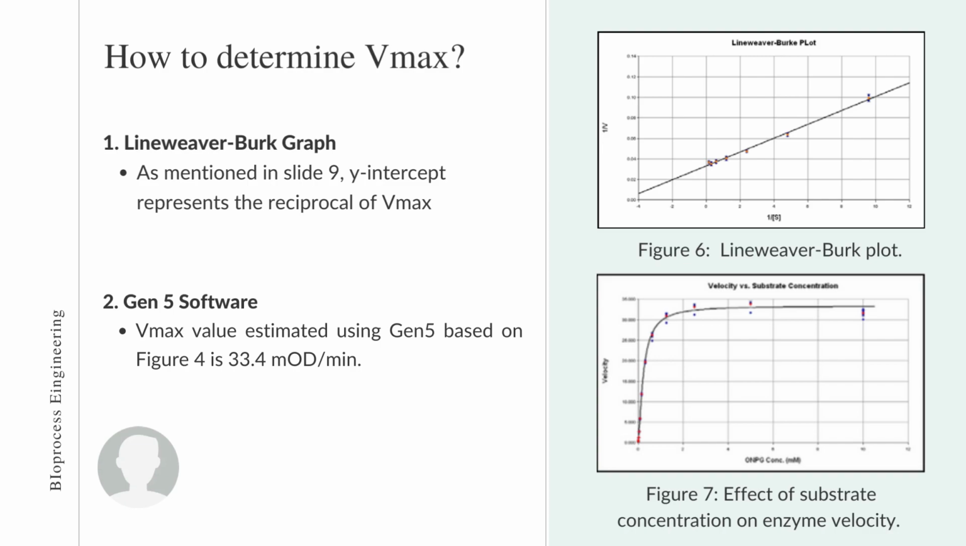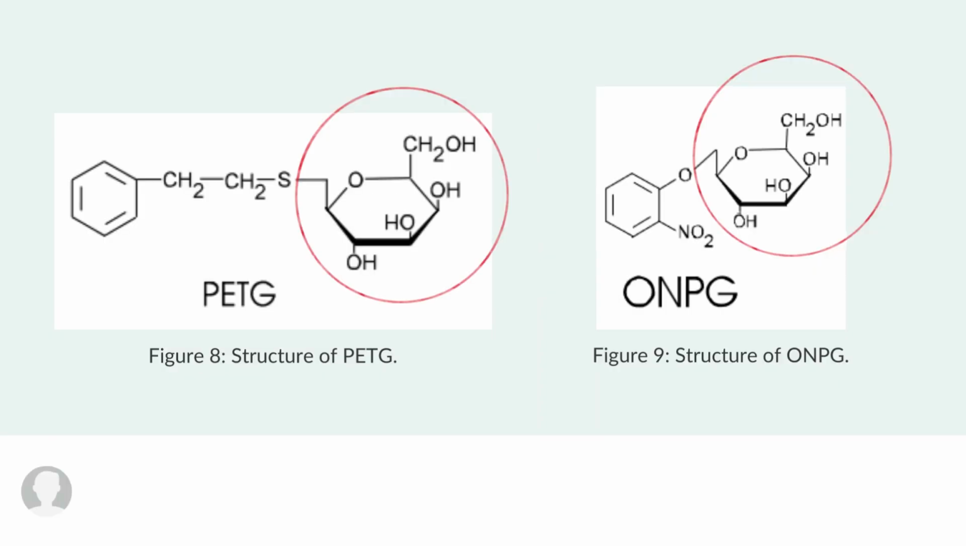To test for the inhibitor effect on hydrolysis, the experiment was conducted with and without the inhibitor. Two different values of Vmax were obtained and compared, and it was found that both experiments achieved similar Vmax values. As seen in figures 8 and 9, both PETG and OMPG contain galactosides that are circled in red. This implies that they have similar molecular structures and hence will have similar enzymatic reactions.